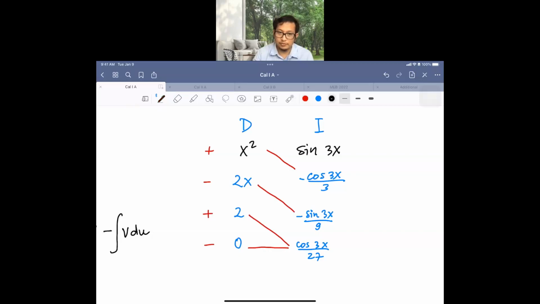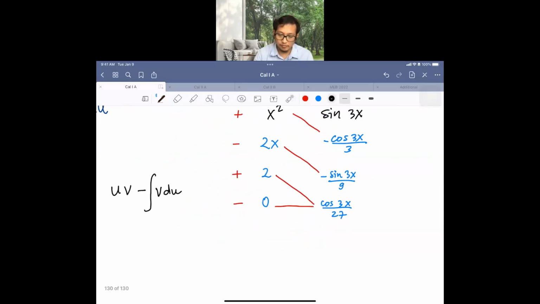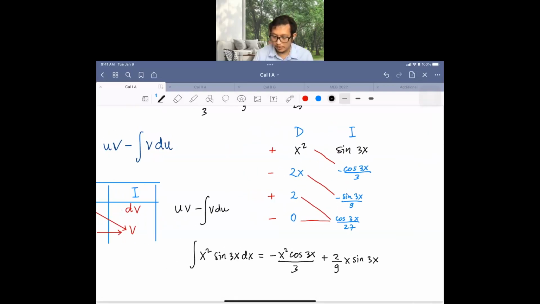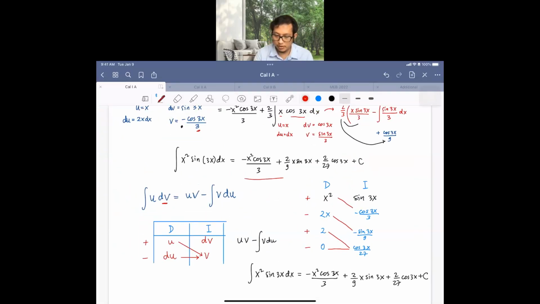So we could write that this integration is equal to the multiplications, and then this will be minus, so plus, and then plus 2 over 27 cosine 3x plus c. It's the same result as our usual integration by parts.